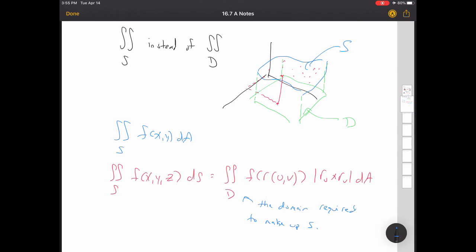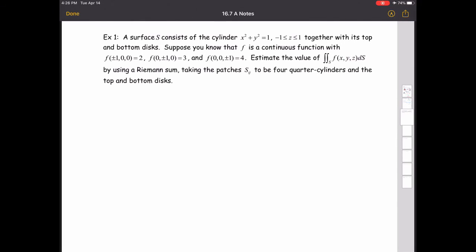All right, we're going to go ahead and do a few examples. The last example will probably be its own video because it is a relatively lengthy example. All right, our first example says a surface S consists of the cylinder x squared plus y squared equals 1, and z goes between -1 and 1. So we're talking about a cylinder surrounding the z-axis from -1 to 1, with radius 1, together with its top and bottom discs, so it's the outside of the cylinder and the top and the bottom.